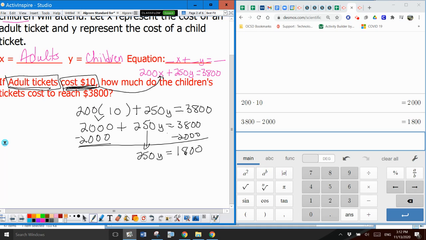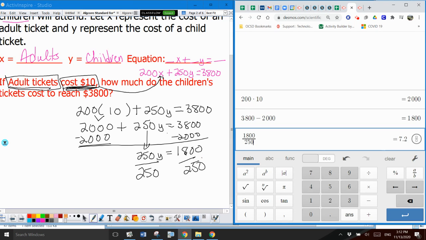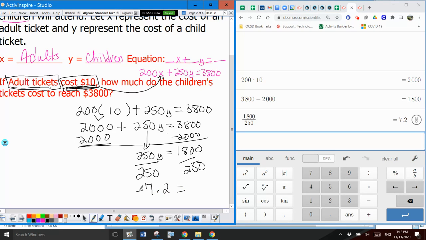What am I doing? What's my last step? I'm dividing by 250. So 1,800 divided by 250 gives me 7.2. And that is Y.